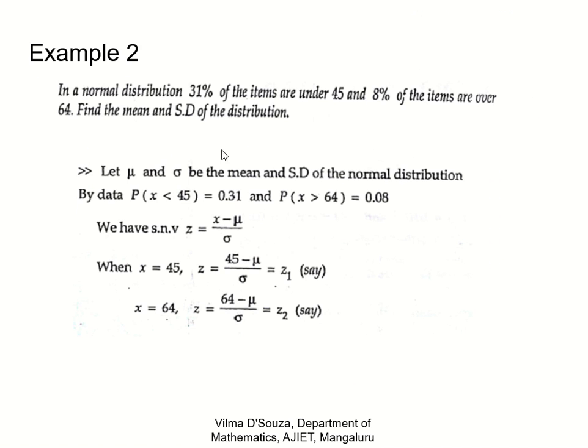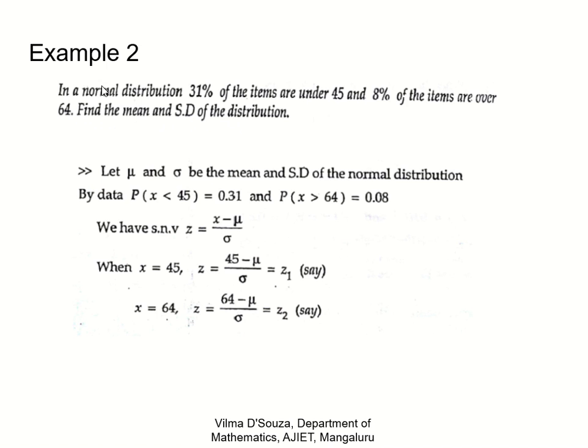Okay, you have another problem here. In a normal distribution, 31% of the items are under 45 and 8% of the items are over 64. Find the mean and standard deviation of the distribution.